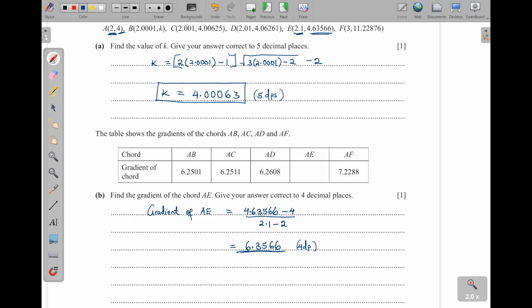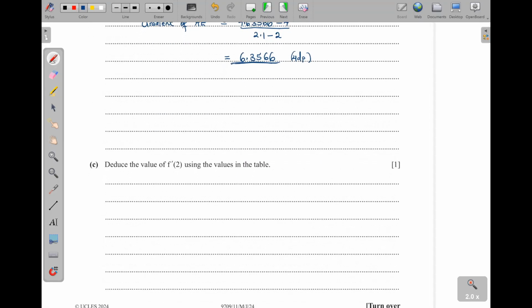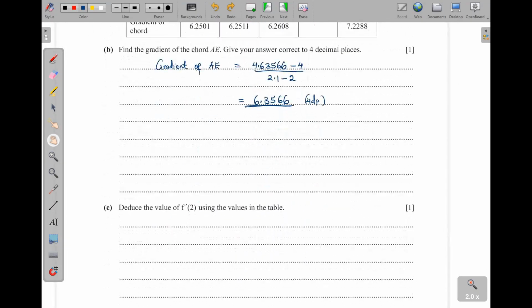That is that. Then, next, part C, deduce the value. I expected something like this. Deduce the value of f prime of 2 using the values in the table. Now, f prime of 2 means the gradient of the function at x equal to 2. Because you know that f prime of x gives us the gradient function. Then when we put the value of x, that gives us the gradient of that curve at that given point.